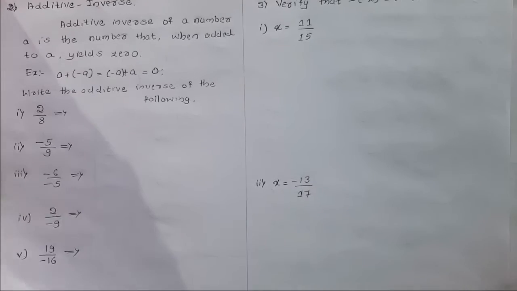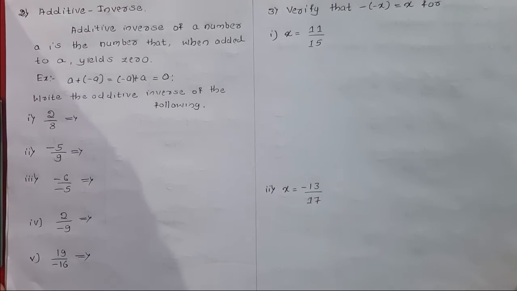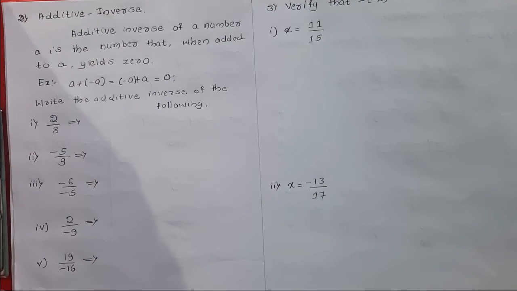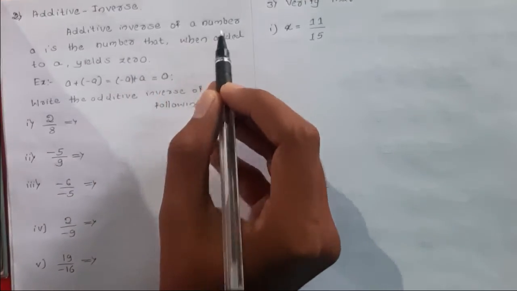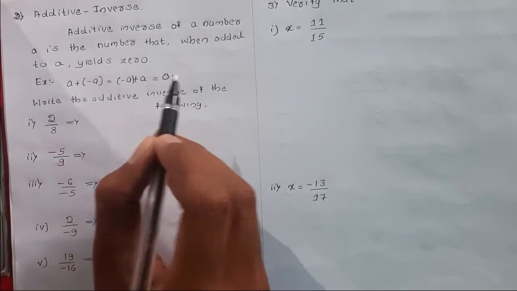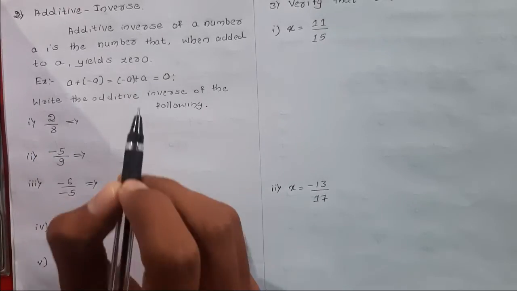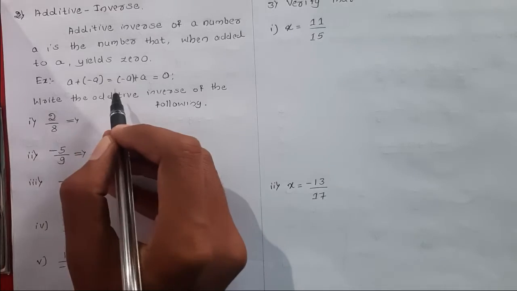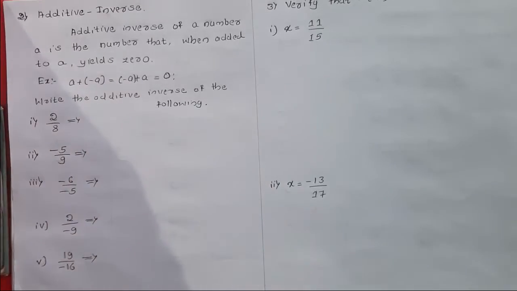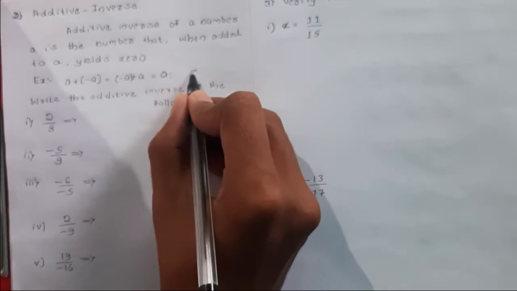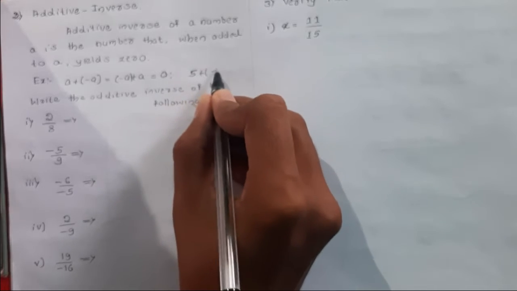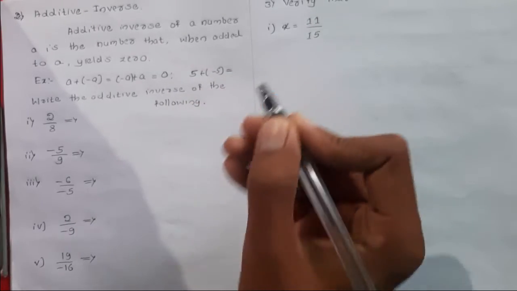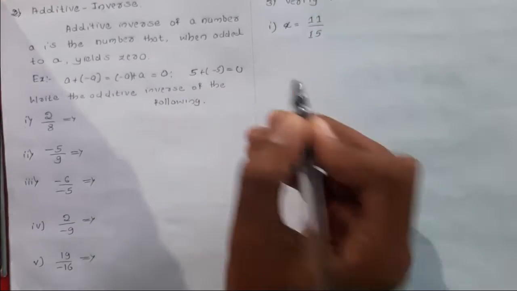The next question. The second question is regarding the additive inverse. First you have to learn what is meant by additive inverse. Additive inverse of a number a is the number that when added to a yields 0. That means when we add a number with its opposite, it yields 0. Suppose consider 5. 5 additive inverse is minus 5. They must result in 0.